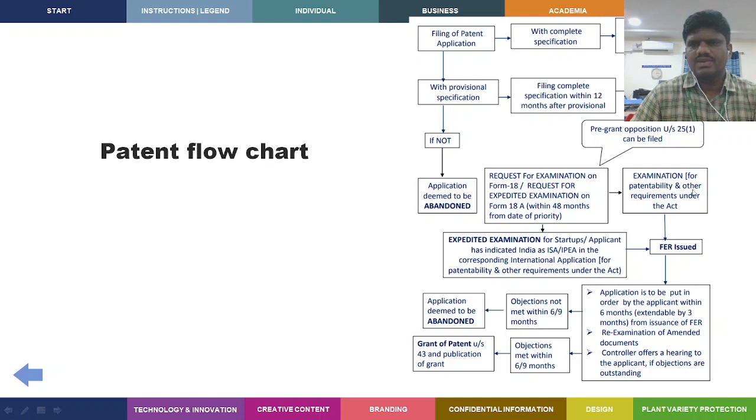Then we go for the examination of patentability and other requirements under this Act. If the FER, First Examination Report, is issued on your patent, there is expedited examination for startups and so on. If there is no issue, the application is to be put in order for grant within 6 months. Whatever you file will be examined in order, one by one. This can be extended by 3 months, from issuance of the FER. If any objection is not met within 6 or 9 months, then it will be abandoned. If somebody already filed, or they see any objection, then it will be abandoned. Otherwise, you can answer the objection within 6 to 9 months, then the grant will be released. Understand? So this is the flow chart of the patent.